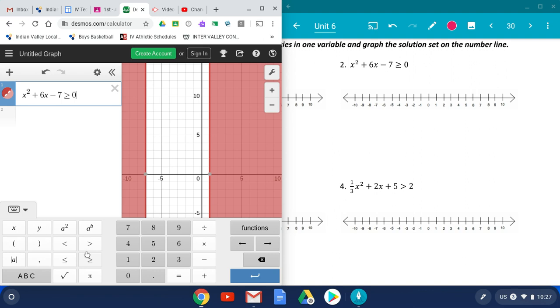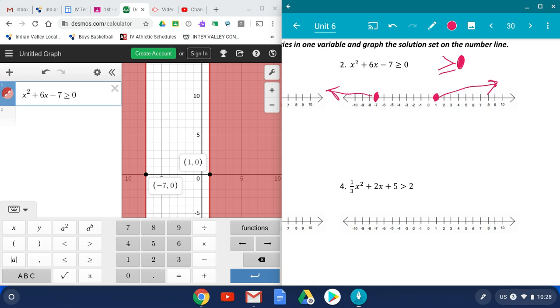That's really what I want to do, is I want to type it in just like it looks, because now I can see, because I have this greater than or equal to, my circle is going to be closed in, and it's going to be closed in at 1 and -7. So at -7, I have a closed in circle, and at 1, I'm going to have a closed in circle. Now I can see by the shading that it goes to the outside. And boom. See how easily this is done using Desmos. Let's move on and look at number 4.